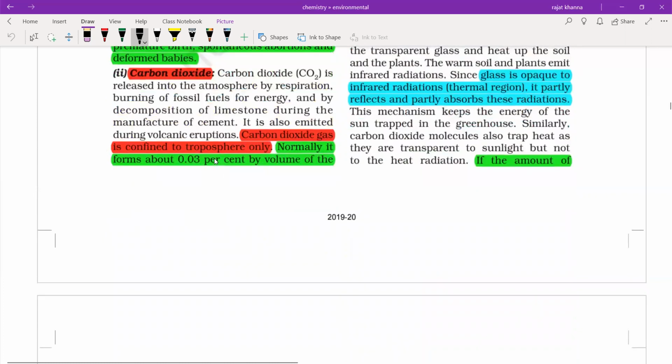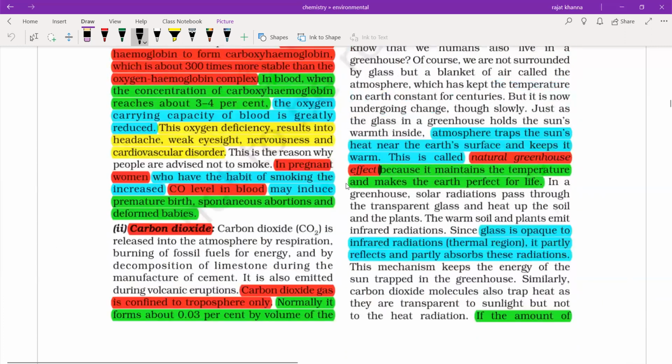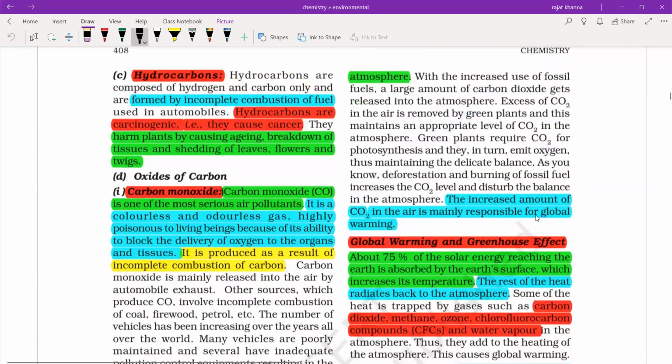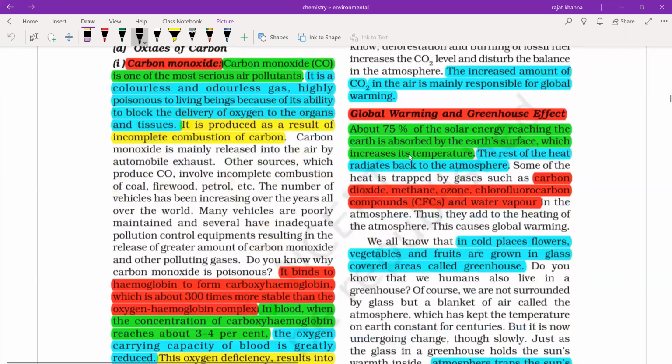Carbon dioxide is confined to the troposphere only. Normally, it forms about 0.03% of the volume of the atmosphere. An increased amount of carbon dioxide is responsible for global warming. So, global warming and the greenhouse effect.